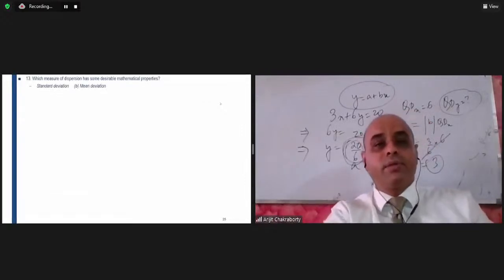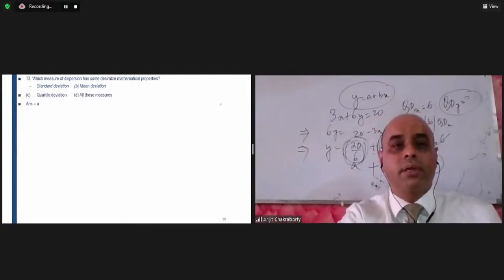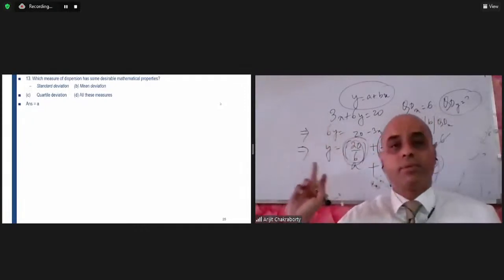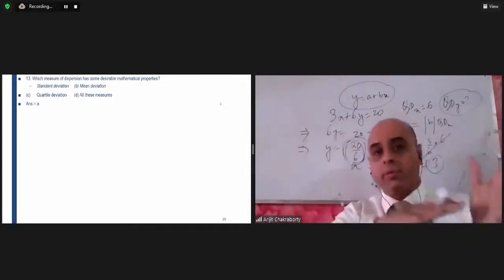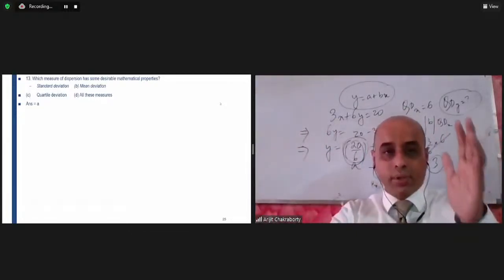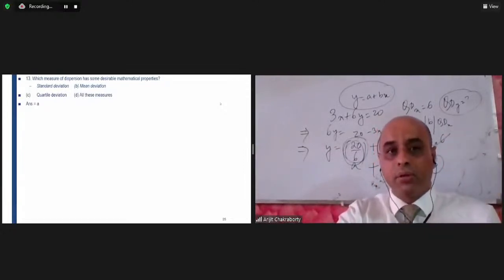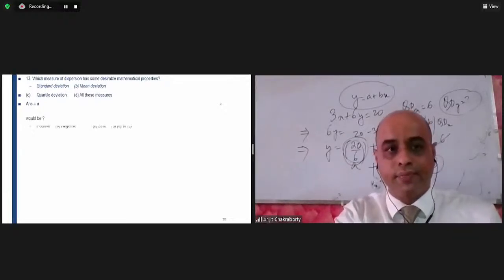Next is, which measure of dispersion has some desirable mathematical properties? Now here, mostly we will see that standard deviation is the best in terms of mathematical properties, because we could do that particular problem we did, where there are two groups, N1, N2, with standard deviations sigma 1, sigma 2. We wanted to find out the combined standard deviation. So standard deviation is the right answer.